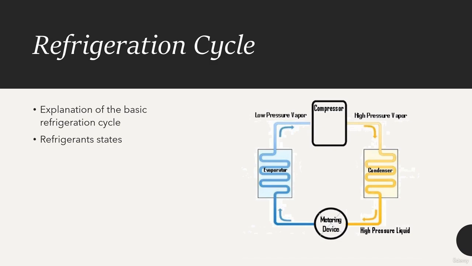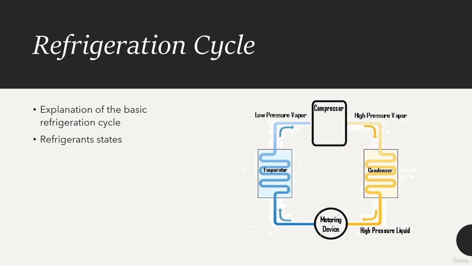The next phase is expansion. The high pressure liquid refrigerant moves into an expansion valve, capillary tube, or piston. This valve allows the refrigerant to expand rapidly, reducing its pressure and causing it to cool down significantly.